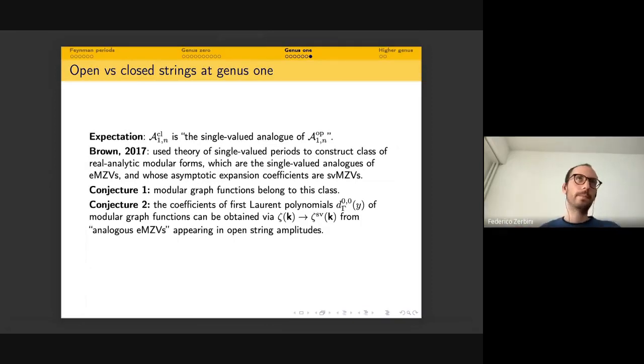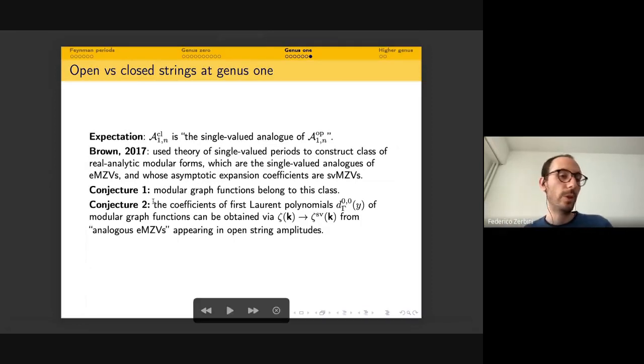And conjecture 2, which is in fact very much related with conjecture 1, but is due to physicists and is related to some observation of the physicists, is that if you just look at the asymptotic expansion of the modular graph functions, then you can obtain this asymptotic expansion from some open string analog of these functions, which are therefore some elliptic multiple zeta values, in a very concrete way.